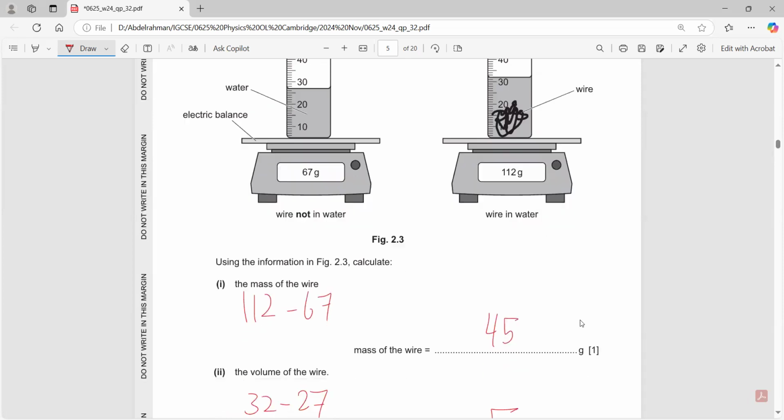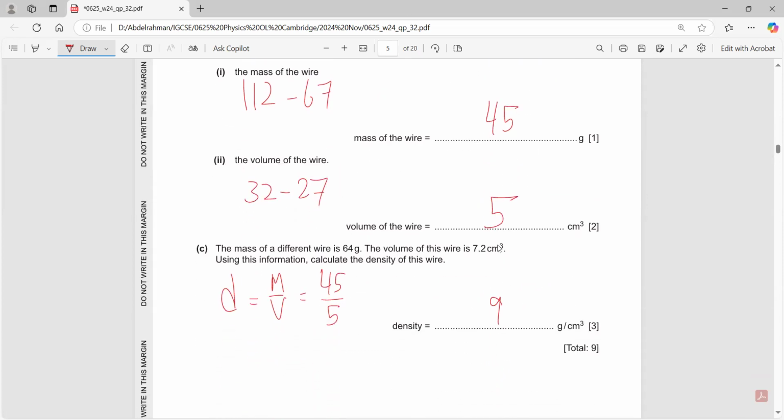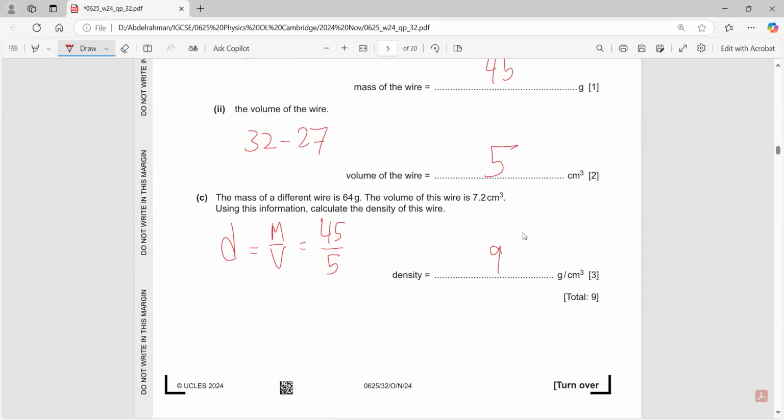So 45 divided by 5 is, oh, we're talking about a different wire. Okay, thank you. Yes, we are talking about a different wire. So the mass is 64 and the volume is 7.2. I did not read that well. This is quite a common error, actually. You need to read the questions quite carefully.